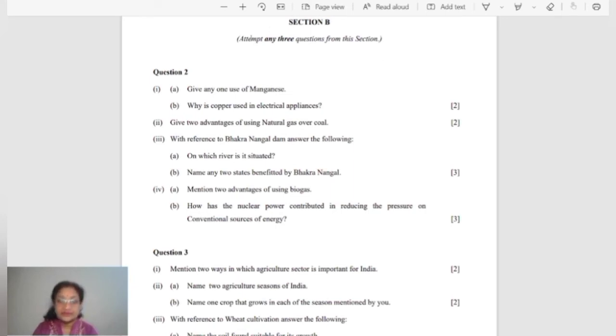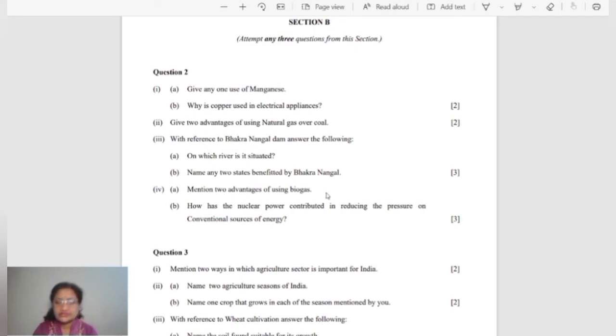You can see the pattern. Section B, attempt any 3 questions from this section. You can see here, this is from the first unit: give any one use of manganese. Why is copper used in electrical appliances? 2 advantages of natural gas over coal. Bhakra Nangal Dam. Then mention 2 advantages of using biogas, right?